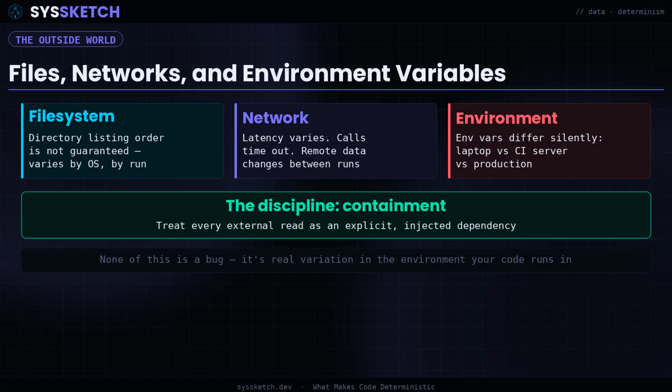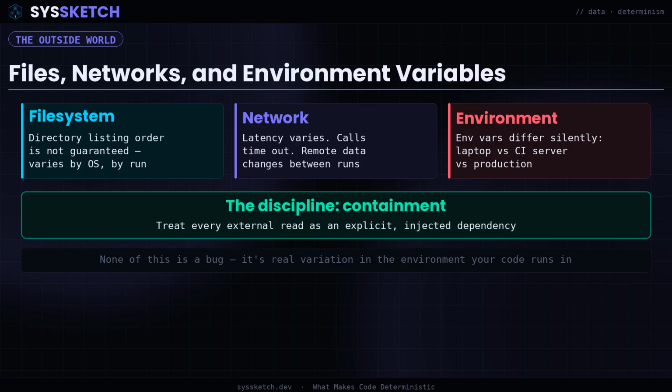Your program does not run in isolation, and that is another major category of non-determinism, the outside world. Reading files from a directory in whatever order the file system returns them, which is not guaranteed to be consistent across operating systems. Making a network call to a service that responds with different latency, or times out, or returns slightly different data because it changed between 2 test runs.